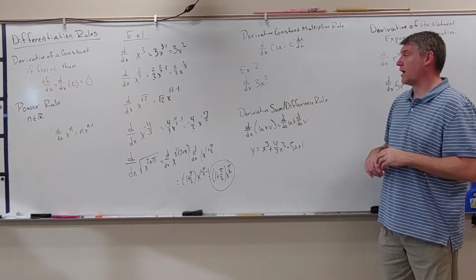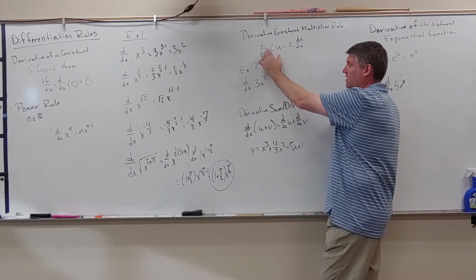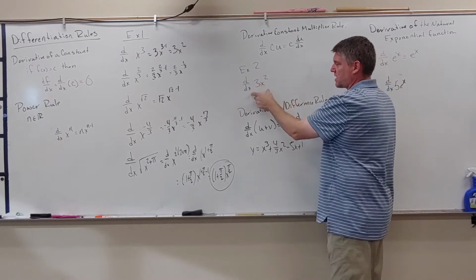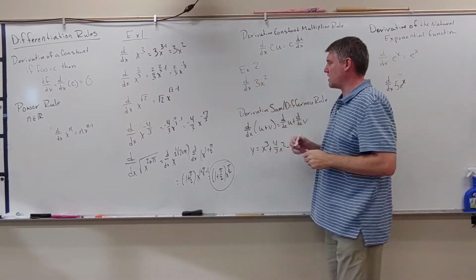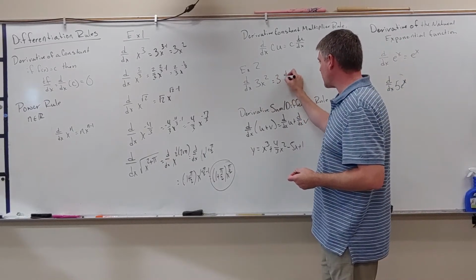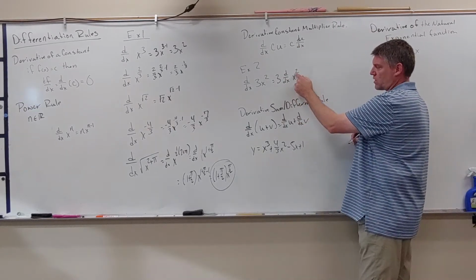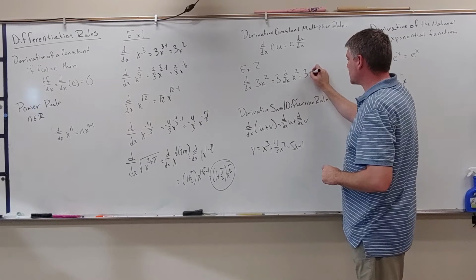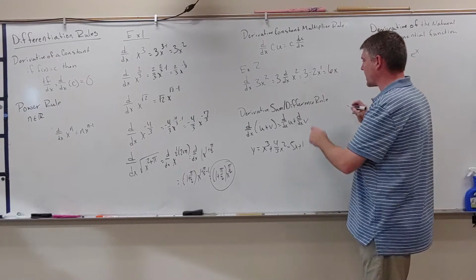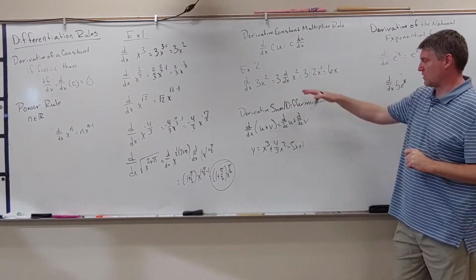Derivative of a constant multiplier. I don't care if there's a number multiplying my function. I'm going to take that constant, put it out front, and multiply it by the derivative. In example 2, I have the derivative of 3x squared. I take that 3 out front and find the derivative of just x squared. We know the derivative of x squared is 2x, so this becomes 3 times 2x to the first, which becomes 6x. I take that constant multiplier and multiply it times my derivative.